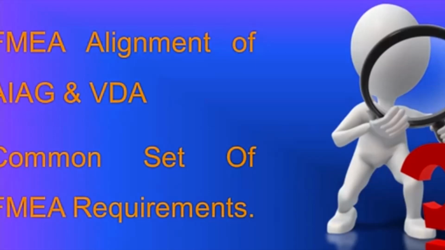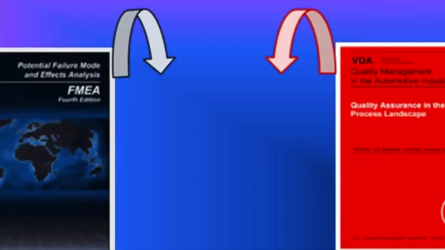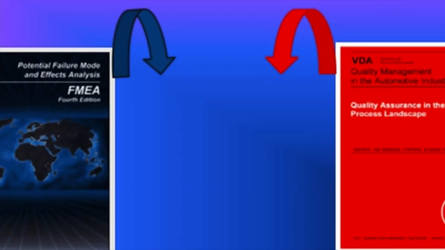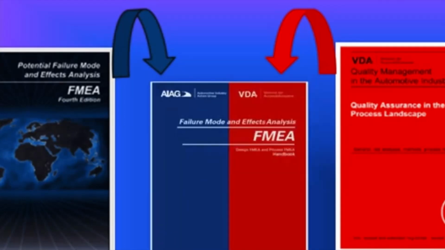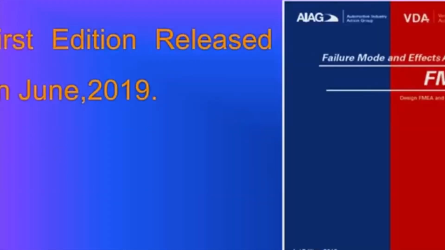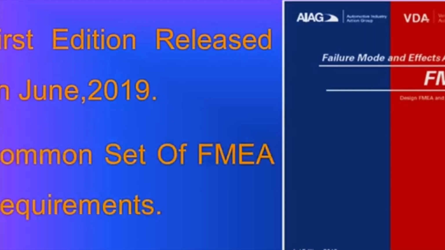To address this issue, both the manuals were reviewed and they made their way for the new VDA FMEA handbook that has shared requirements and expectations with regard to FMEA and enabled the supplier to follow a standardized process of FMEA that meets the requirement of both European and North American OEMs and produce more robust, acceptable and complete FMEA. The first edition of AIAG VDA FMEA handbook was released in June 2019 with a common set of FMEA requirements.